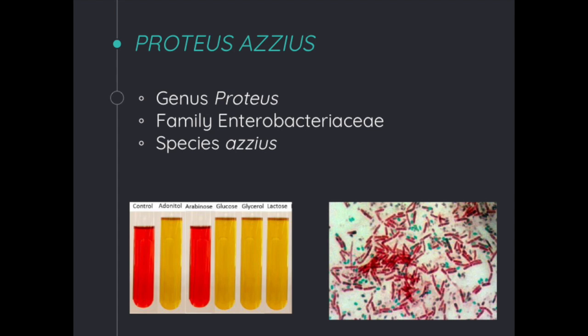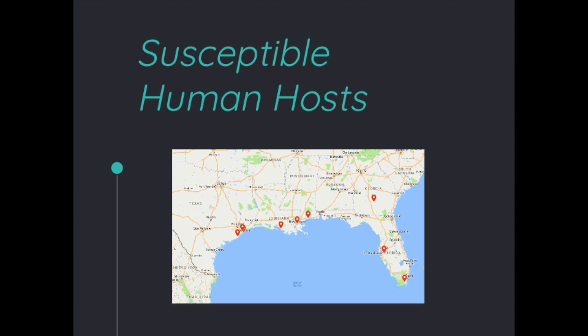The species azzius was previously undiscovered. This species produces acid during the fermentation of glycerol and is able to produce tryptophanase. The bacterium Proteus azzius causes azzius disease, which has resulted in several deaths. 10 patients were the focus of our investigation. These patients were primarily found on the Gulf Coast of the United States, including Florida, Louisiana, Texas, Mississippi, and Georgia.